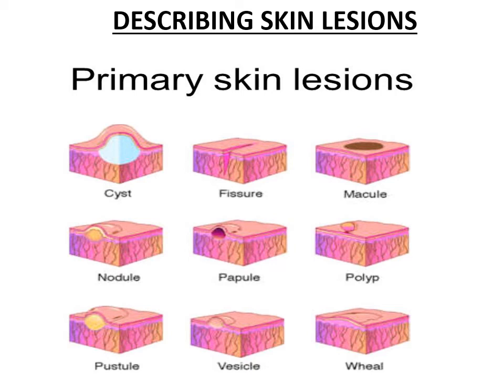Okay, a nodule. So a nodule is a lesion that's raised above the level of the skin. And what's the difference between a nodule and a papule? Papules are usually just smaller. So a nodule is usually greater than 1 centimeter around, and a papule is usually less than 1 centimeter around. So it's really just the size of it.